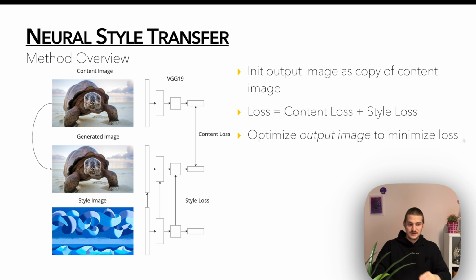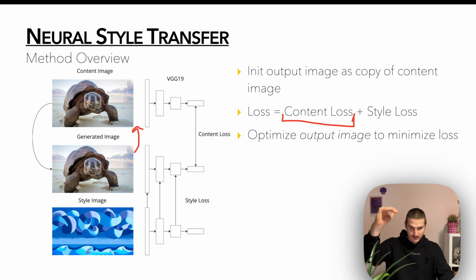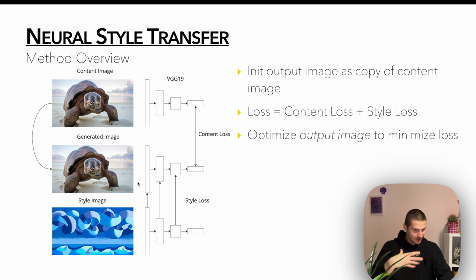While we do that, since we started with the generated image as just a copy of the content image, the content loss is going to be 0. So as we run the optimization, the content loss will necessarily increase because it was 0 before, it can't go any lower. But we will minimize style loss. So the idea is to minimize the combination of both of these so that we change the image, but it still looks close to the original, but with a different style. And right now, the generated image is just a copy.